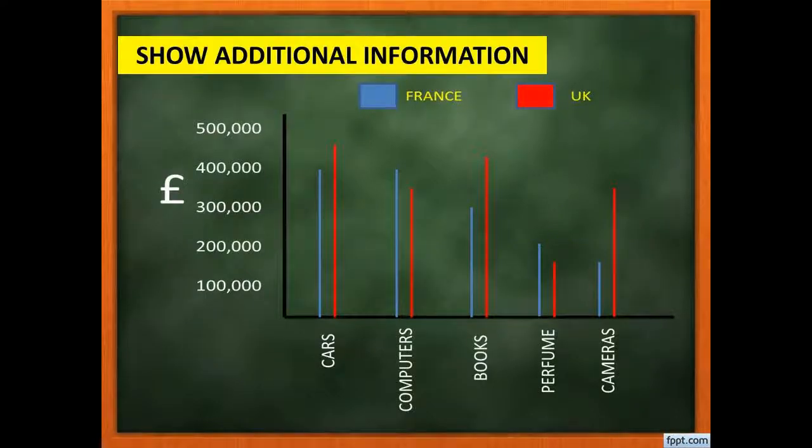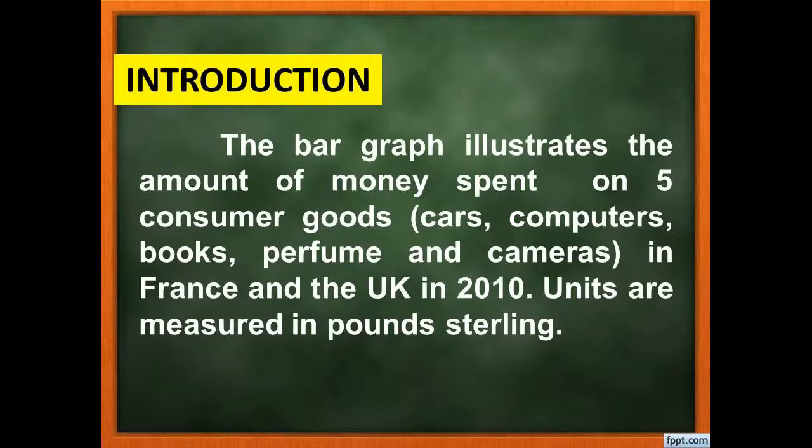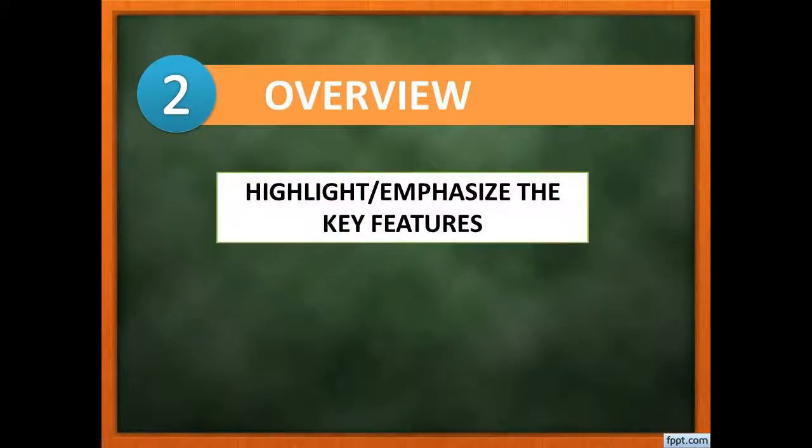Aside from paraphrasing, you have to also show additional information. For example, in this kind of graph, is there a currency or a unit of measurement? Yes, we have a unit of measurement. Thus, we can say, after the paraphrase, units are measured in pounds sterling. So this will be the overview of our introduction. Let me read. The bar graph illustrates the amount of money spent on 5 consumer goods, which are cars, computers, books, perfume, and cameras in France and the UK in 2010. Units are measured in pounds sterling. The first statement is the paraphrased one, while the second sentence refers to the additional information based on the given graph.